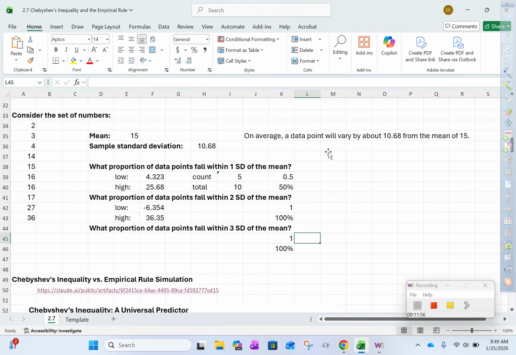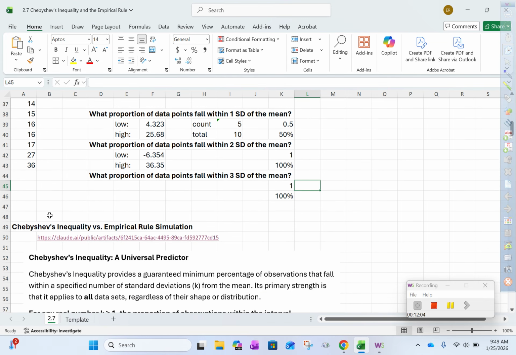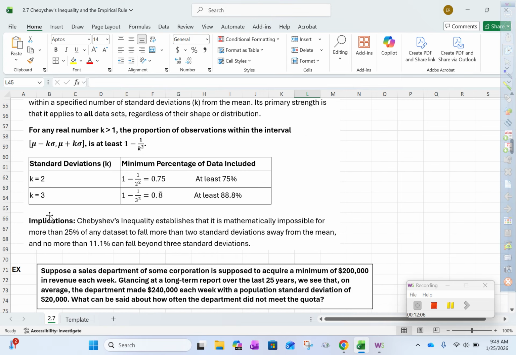If we go back up to our set, when we were looking at 2, all of our values fell within 2. But for any data set, no matter how you make it up, at least 3/4 of it is going to fall within 2.